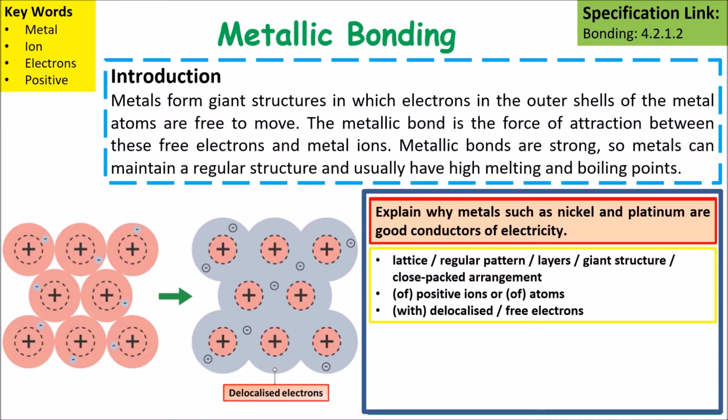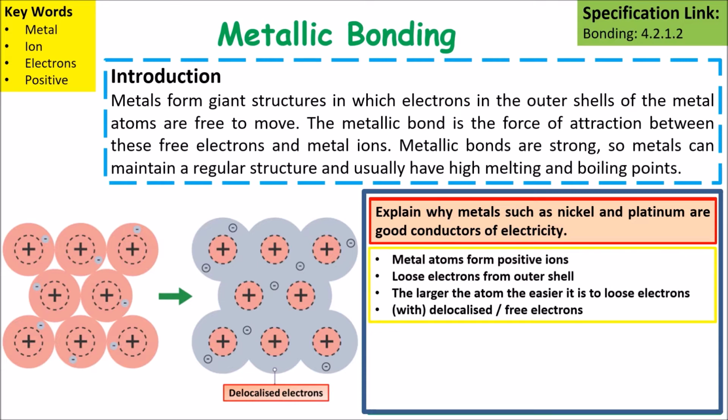Explain why metals such as nickel and palladium are good conductors. It would be something like: the metal atoms form positive ions because they lose electrons from their outer shell. So these electrons have become delocalized, so can carry the charge through the metal.